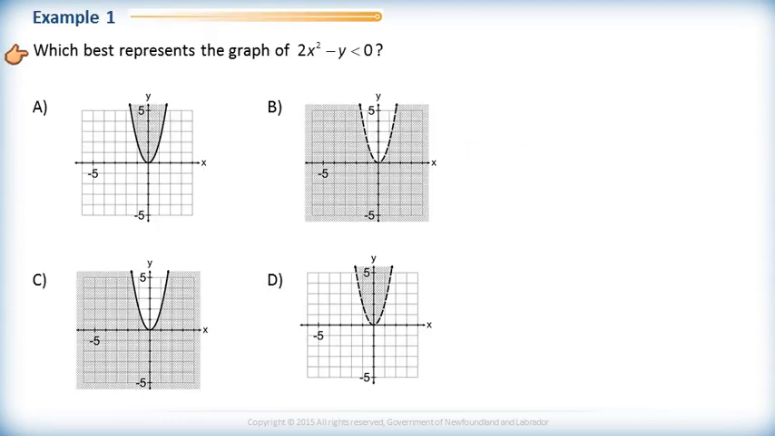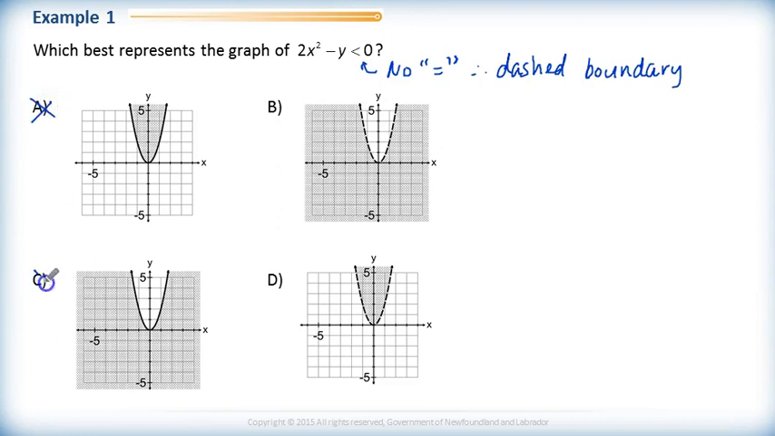We'll be focusing on sketching the graph of a quadratic inequality in two variables. Example 1. Which best represents the graph of 2x squared minus y less than 0? We notice right away that there is no equal sign here, so it must be a dashed boundary. Therefore, that eliminates options A and C. Now all we need is a test value.